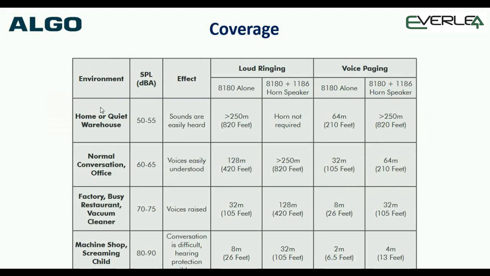The coverage of an 8180: this table goes through various examples: home, natural, normal conversation, factory, busy machine shop, etc. It just gives you an idea of what coverage an 8180 will give. So for example, in a quiet warehouse, a lone 8180 would be 250 meters. Voice paging will be 64 meters. Okay, so it just gives you a snapshot of what sort of coverage you're going to get. But remember, this will entirely depend on the environment that you're working in. This is a guideline only.